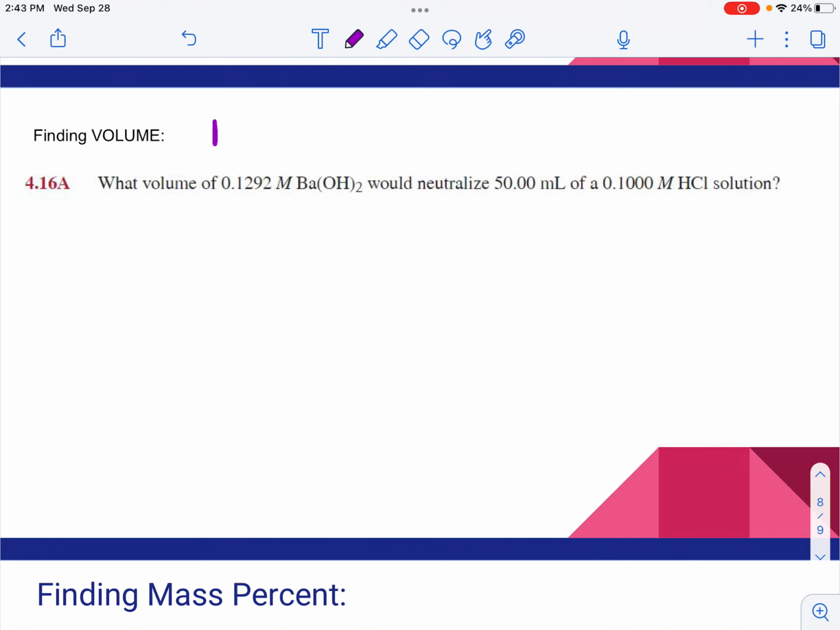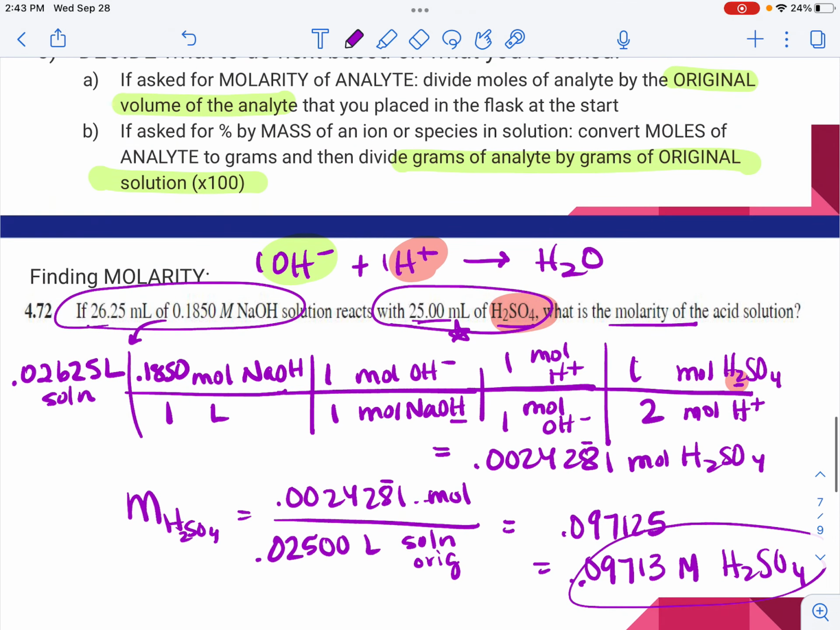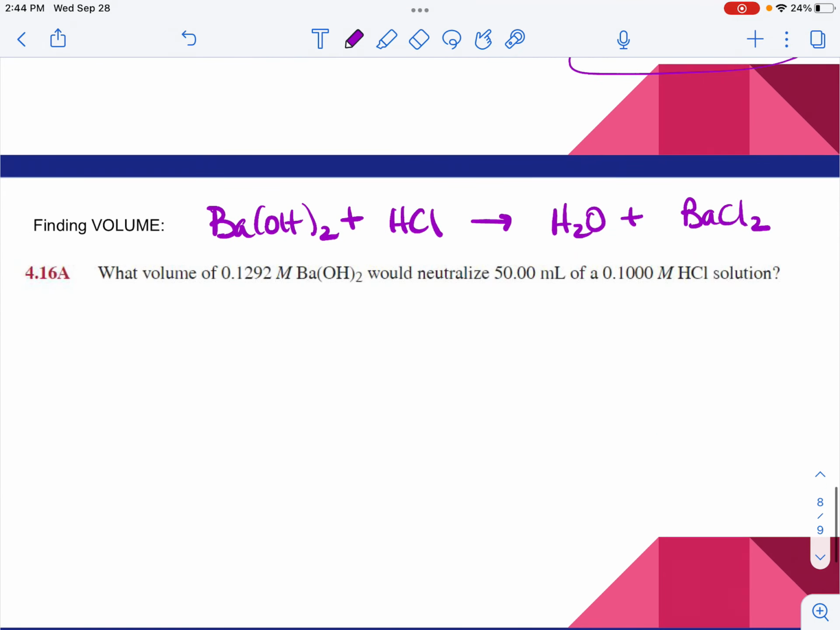Okay, so I have barium hydroxide and hydrochloric acid. And when they react, that's going to give me water and barium chloride, which is BaCl2. If I were writing the net ionic equation, it would be OH minus plus H plus yields water, because these are strong base, strong acid. Very similar to what's up here, except that this time it's my base that has 2 hydroxides instead of my acid having 2 hydrogens. Okay, I need to balance this equation.